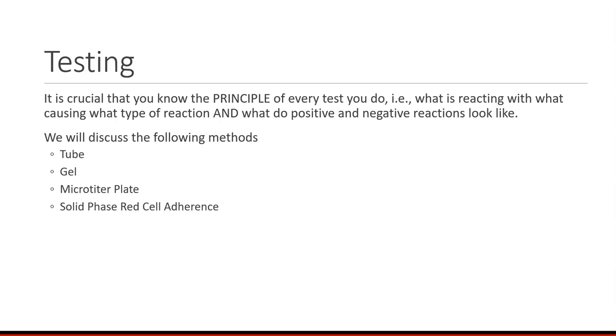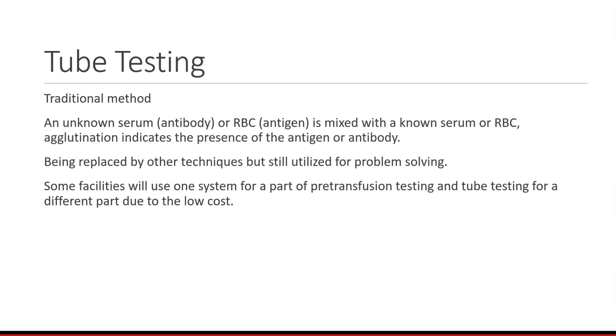We're going to discuss the following testing methods in the transfusion service: tube testing, gel, microtiter plate, and solid phase red cell adherence. Tube testing is known as the traditional method, and that's what we've been talking about up until this point in time.